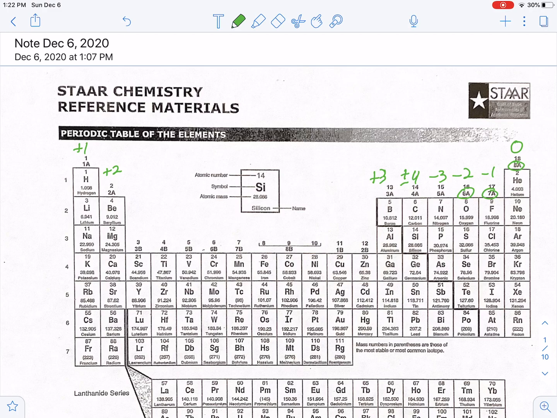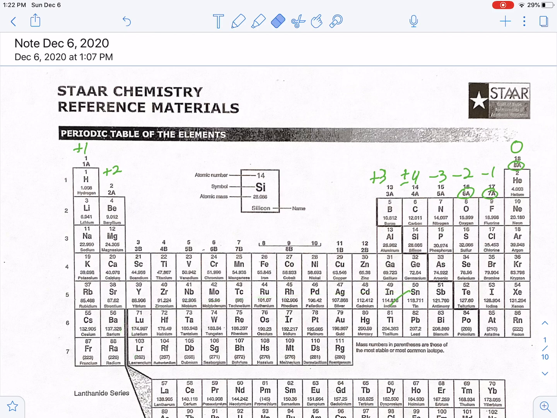Okay, so that's going to be a big help on this test. If you do not know how to find charges, I would highly recommend practicing that. And then basically in this D group here, starting right here in this D group, going over to the staircase, we have our transition metals that are going to vary in charge.